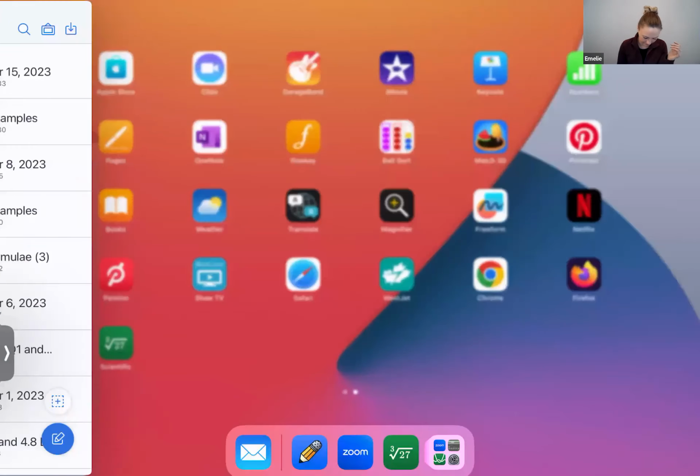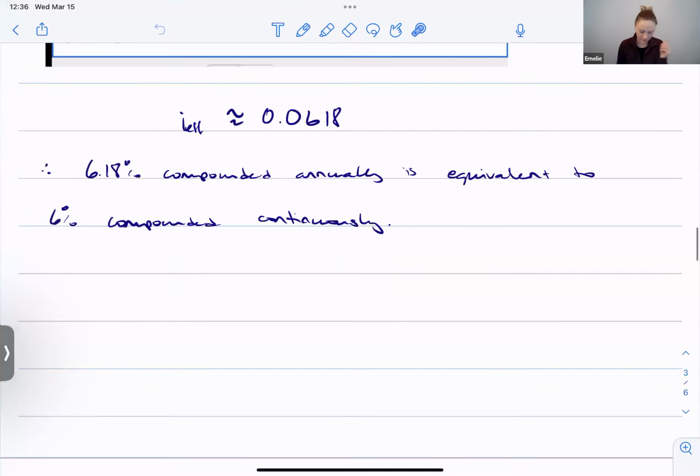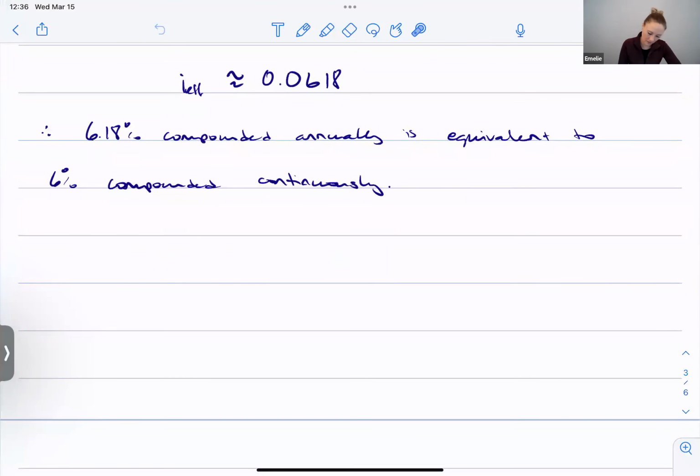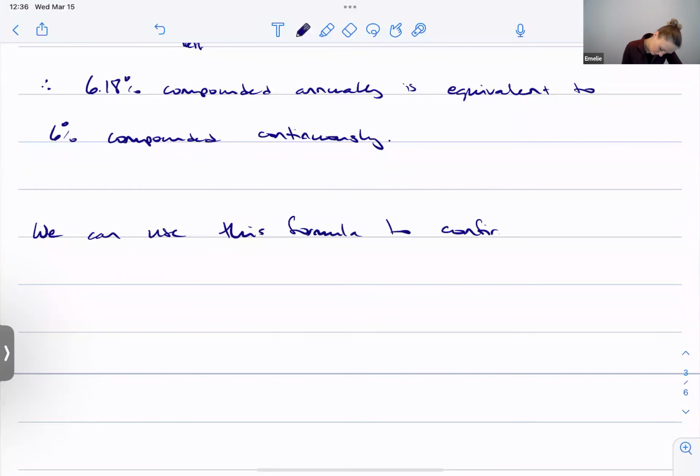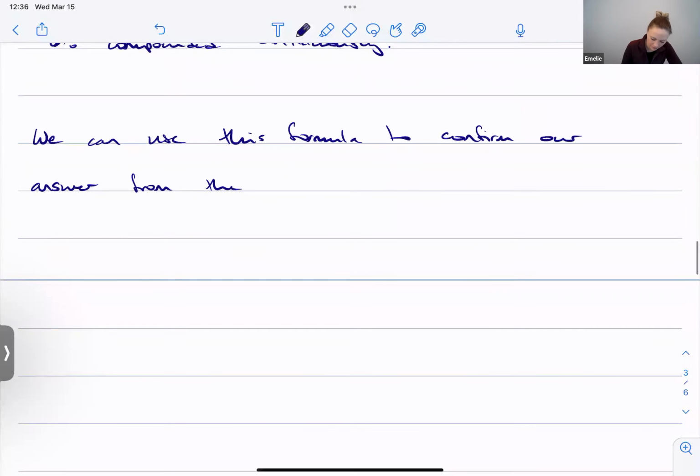Okay, so I'll write down what I just talked about. We can use this formula to confirm our answer from the end of chapter 5.